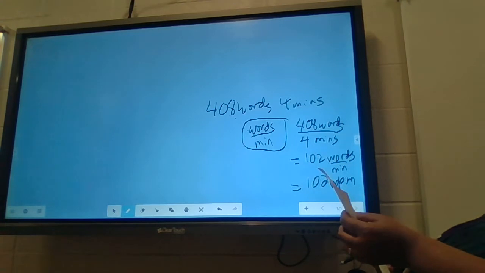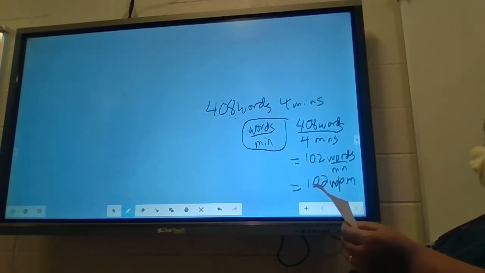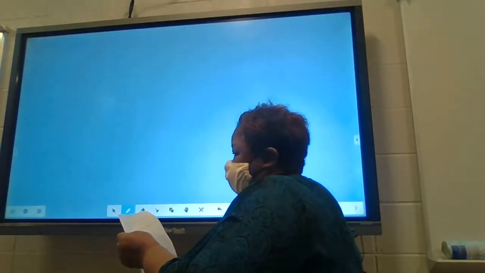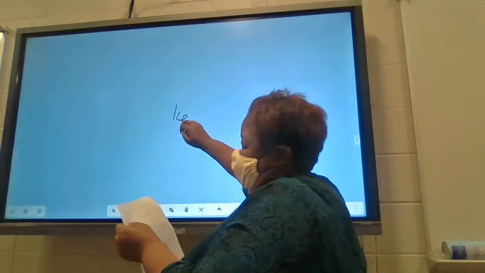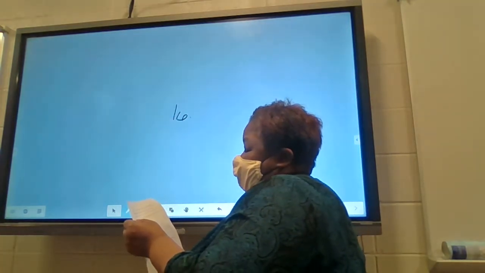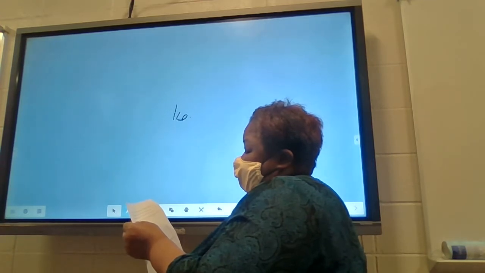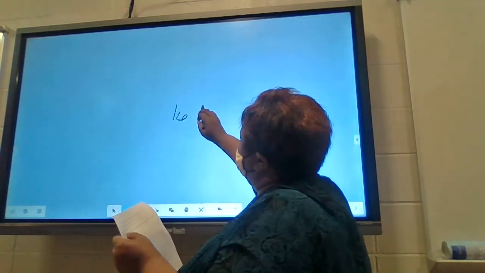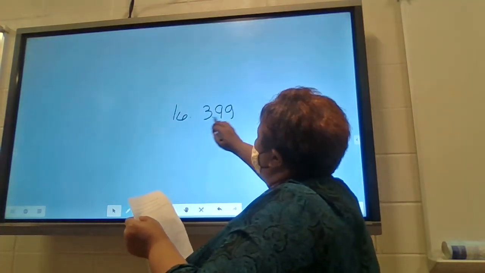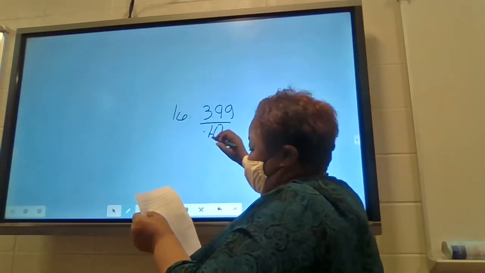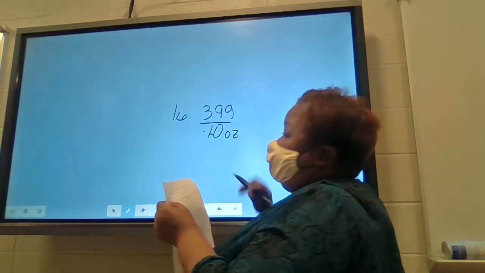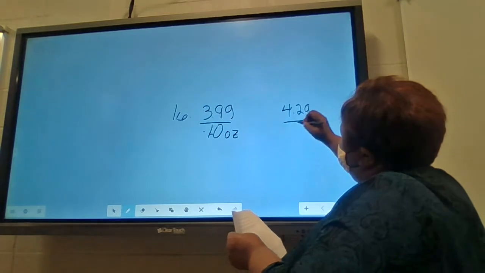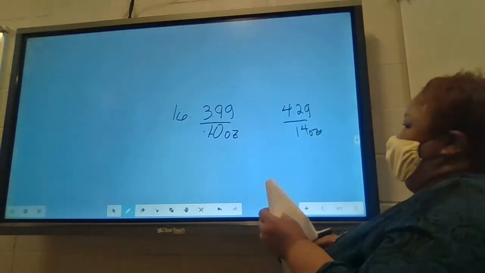Okay. Number 16, that's a unit rate problem. You want to write unit rate by that one too. You can buy 10 ounces of syrup for $3.99 or 14 ounces for $4.29. Which is the better buy? So what you're going to do is to calculate the unit rate per ounce. So $3.99 for 10 ounces. OZ is the abbreviation for ounce. Or $4.29 for 14 ounces. If you have a calculator, go ahead and do that.